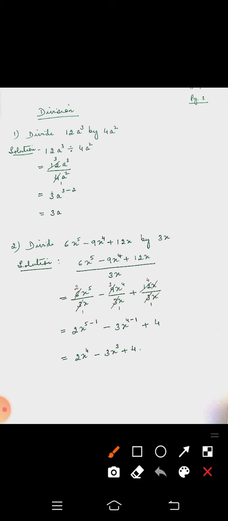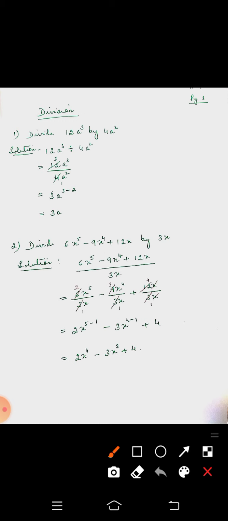Okay, now remember both have the same variable a, and here also you have a, and look at the powers here. Here you have a to the power 3 and a to the power 2, therefore the powers get subtracted. Okay, 3 minus 2, so here you have 3a, and since 3 minus 2 becomes 1, we do not write the 1, the answer is 3a.